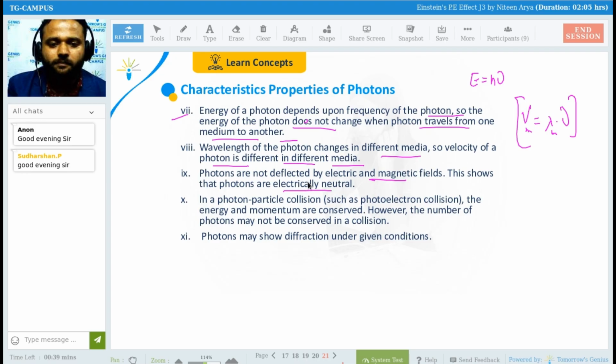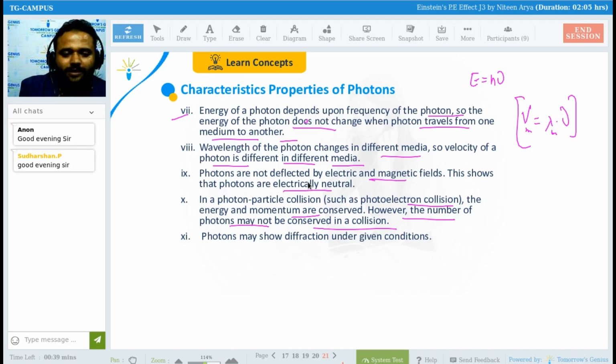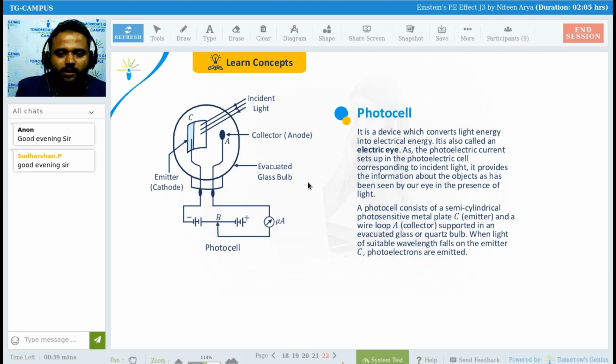In a photon-particle collision, such as a photon-electron collision, the energy and the momentum are conserved. However, the number of photons may not be conserved in a collision. Last but not least, photons may show diffraction under given conditions. They show the diffraction pattern, diffracted from their path.